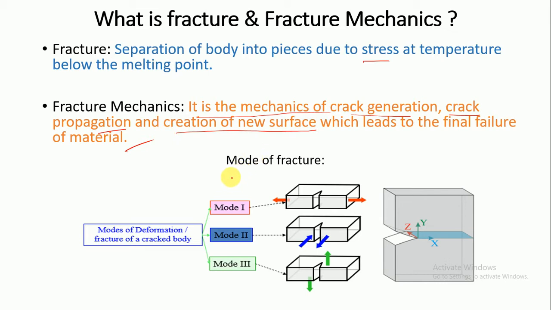According to the load, the mode of fracture can be three types: mode 1, mode 2, mode 3. Mode 1 is in-plane loading, where the load is perpendicular to the crack propagation plane. Mode 2 is in-plane loading but parallel to the crack propagation plane. Mode 3 is out-of-plane loading and parallel to the crack propagation plane.